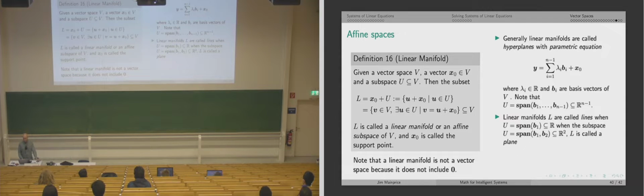I said this before: when there's only one vector, the span of that vector is called a line. And this is also true for affine subspaces. If you have a one-dimensional vector space that has a support point here called x0, the resulting affine space is also called a line. And if it has two basis vectors, then this would be called a plane. And in the general case, it's called a hyperplane.